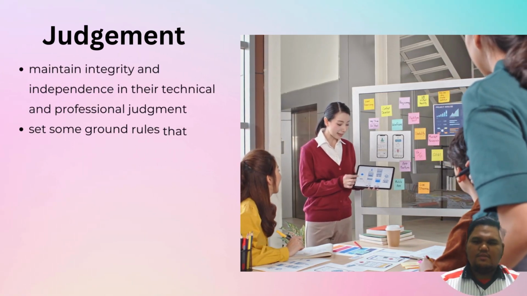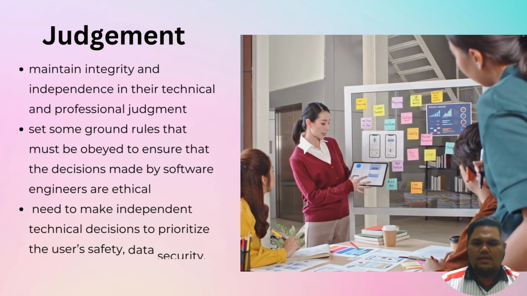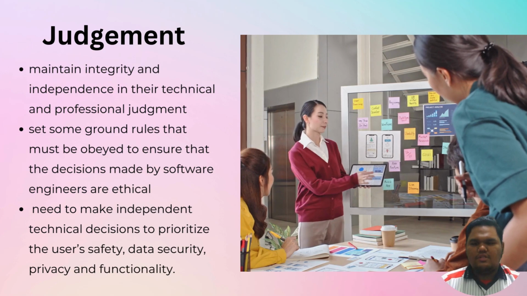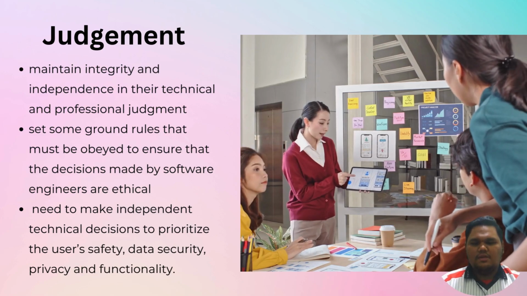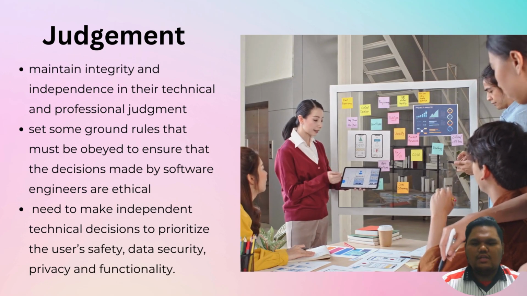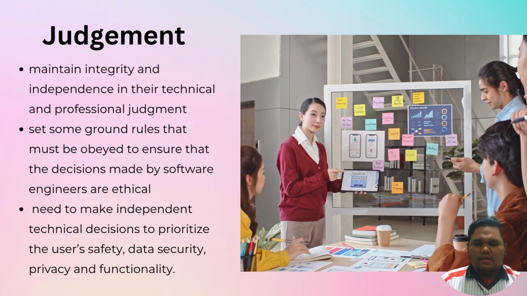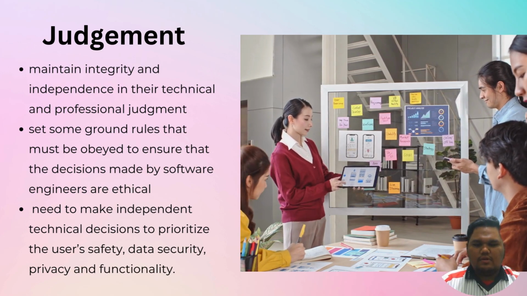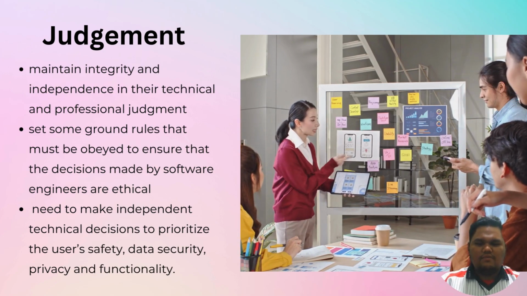Next is judgment. Software engineers maintain integrity and independence in their technical and professional judgment. They also set some ground rules that must be obeyed to ensure that the decisions made by software engineers are ethical. They need to make independent technical decisions to prioritize user safety, data security, privacy, and functionality.